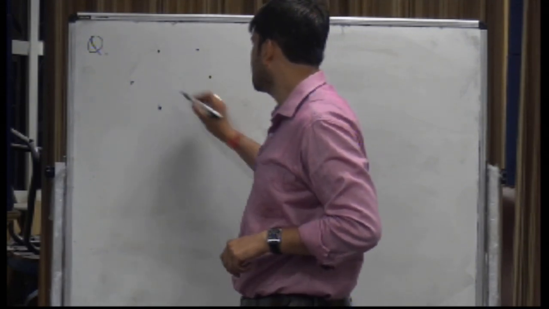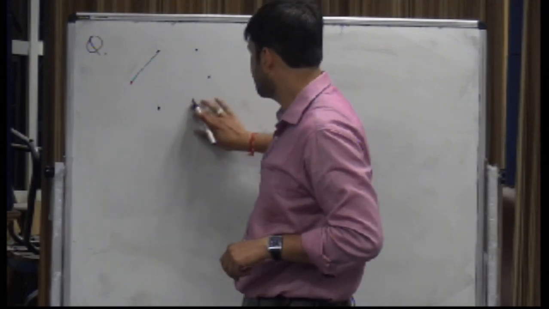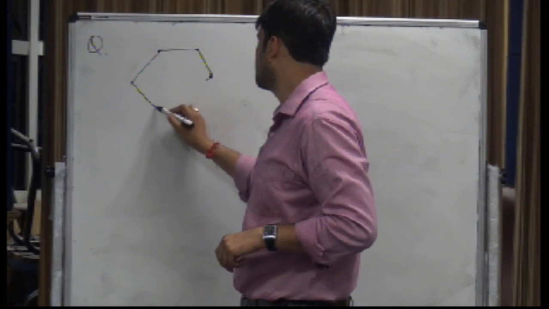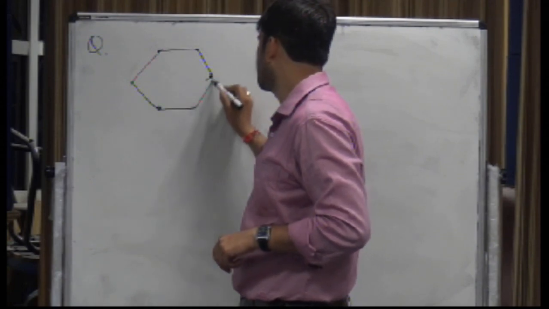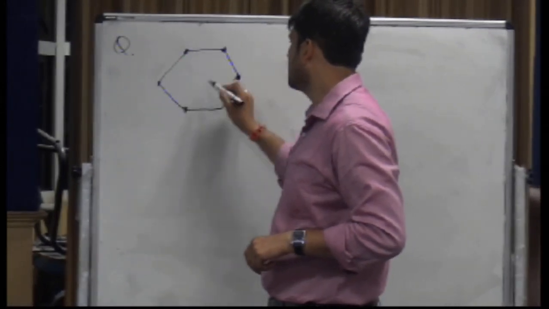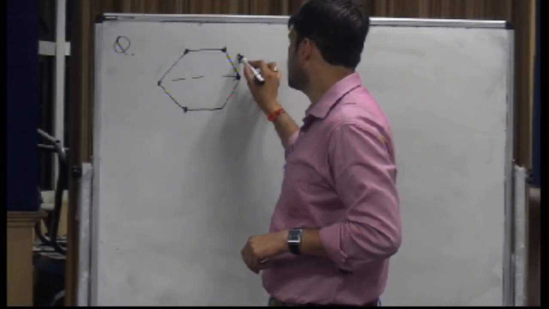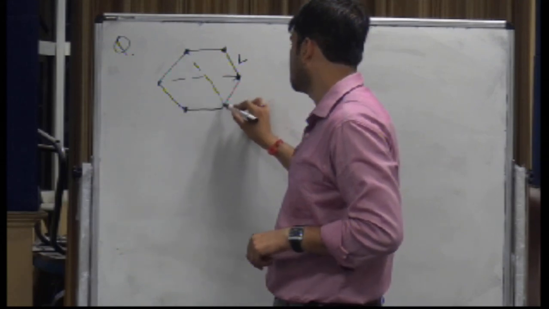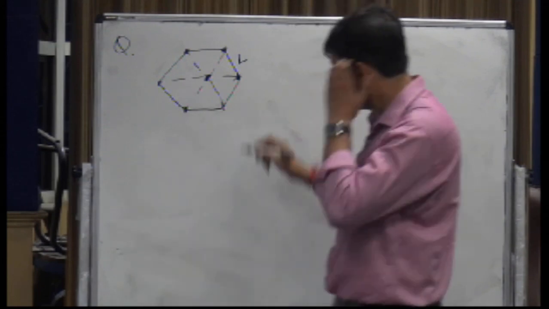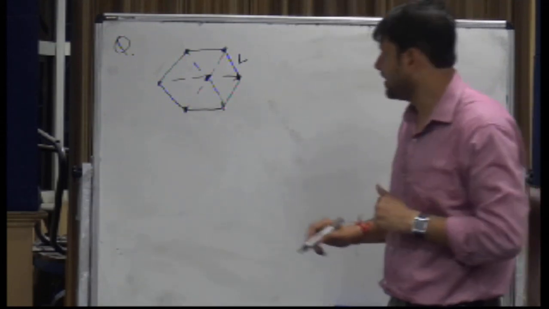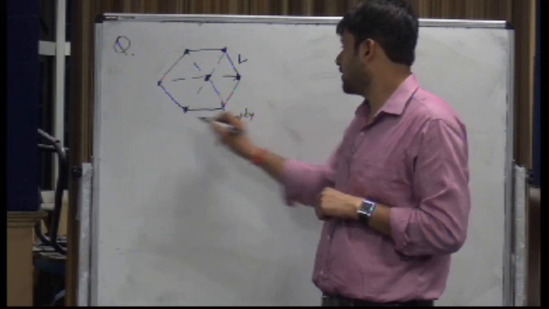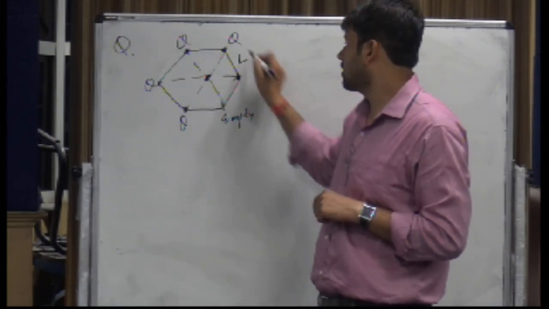Six charges are not six, five. Five charges are kept at corners of a hexagon, and the side of the hexagon is L. This is the center. Side of hexagon is L. This is the center. Five charges, and this corner is empty. The rest all are Q, Q, Q.